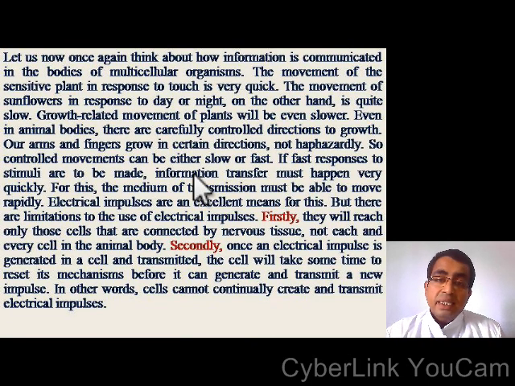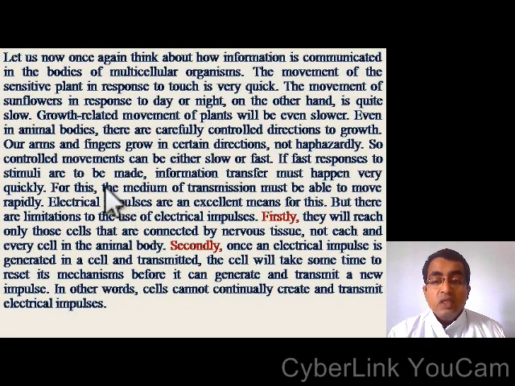Let us now once again think about how information is communicated in the bodies of multicellular organisms. The movement of the sensitive plant in response to touch is very quick. The movement of sunflowers in response to day or night, on the other hand, is quite slow. Growth-related movements of plants will be even slower. Even in animal bodies, there are carefully controlled directions to growth. Our arms and fingers grow in certain directions, not haphazardly. So controlled movements can be either slow or fast.